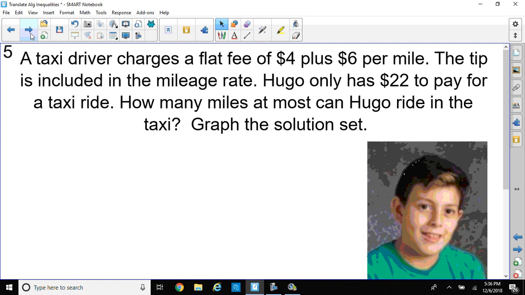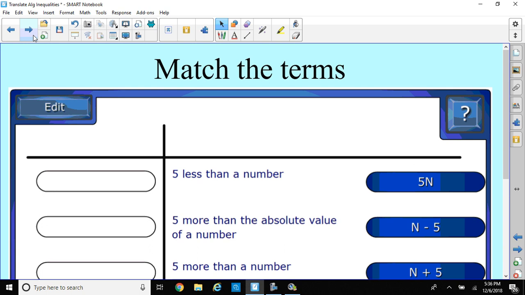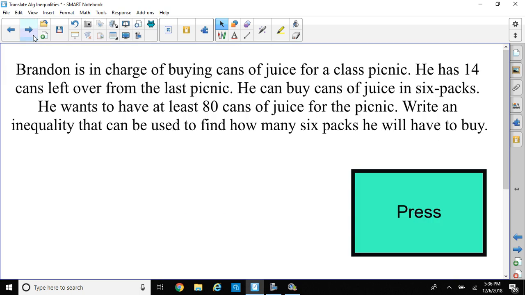All right. Here's a question for you to try. And we'll leave that for you about Hugo, good student. How he wants to ride in a taxi, graph the solution set. So you got to do some graphing. Here's a game we're going to play in class. All right. This is a good question. Write an inequality that can be used to find how many six packs you will have to buy. So that's a good question. I'll leave that for you as well.